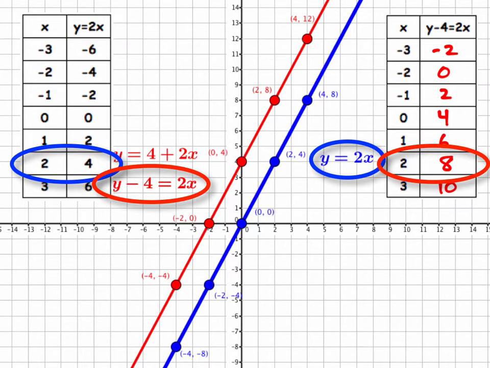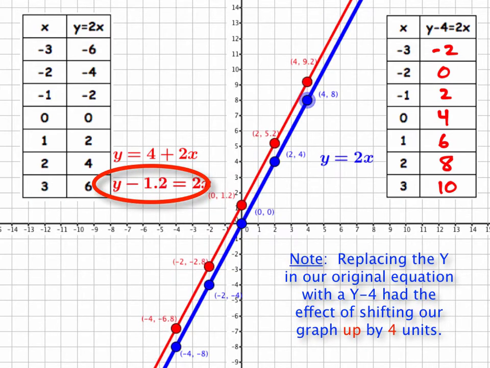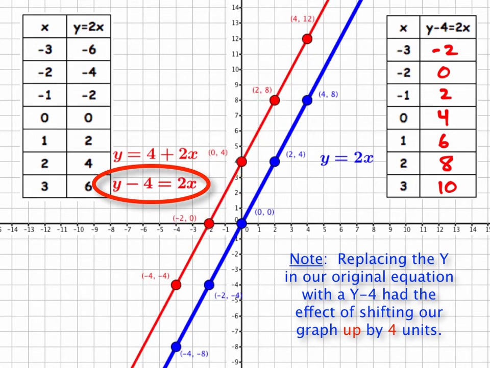So for the exact same x value, the y value had to be 4 units larger to make the statement true. That's why we have the ordered pair 2, 8 in our graph in red. It's exactly 4 units higher than it was in our graph in blue. And that has happened across the board. That when we substitute the y in our equation with a y minus 4, it has the effect of taking our graph and shifting every single point up exactly 4 units.